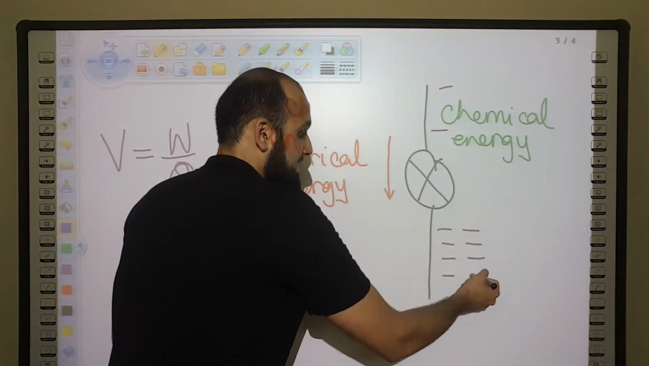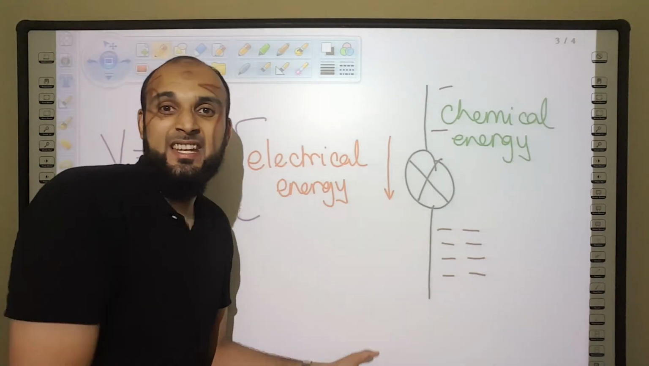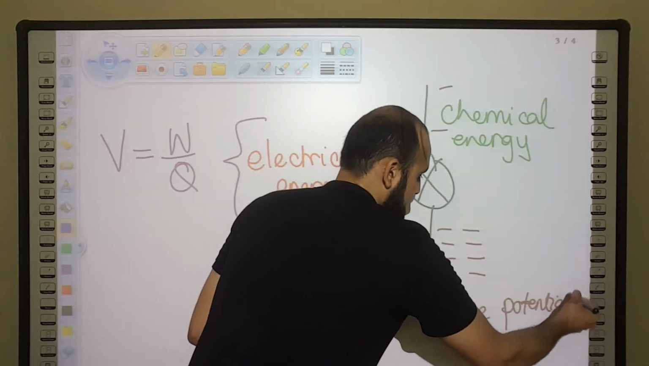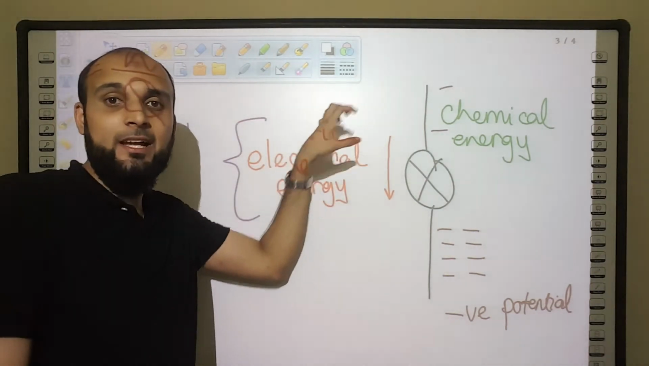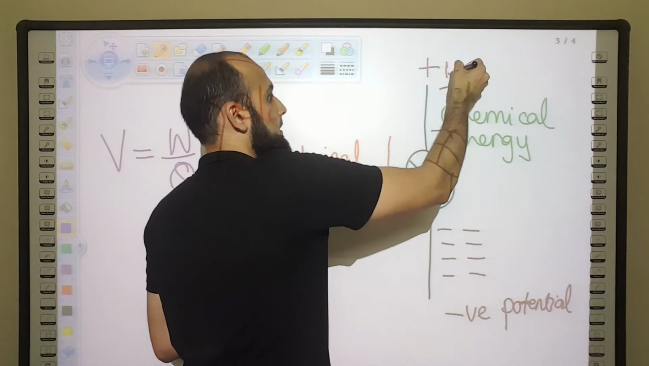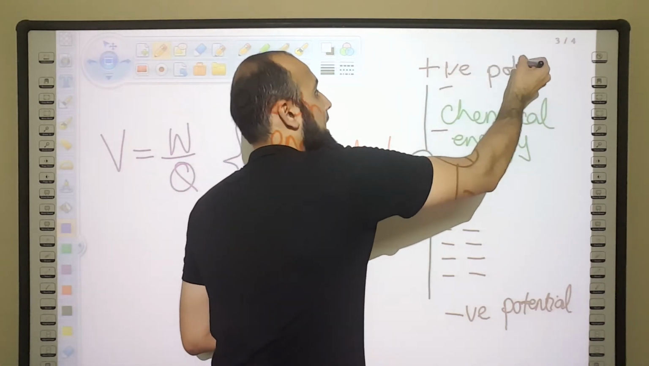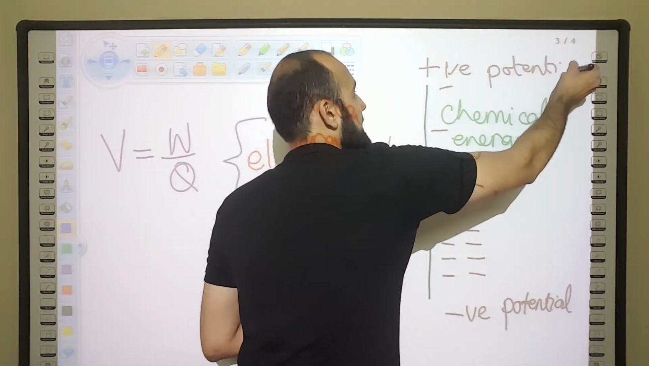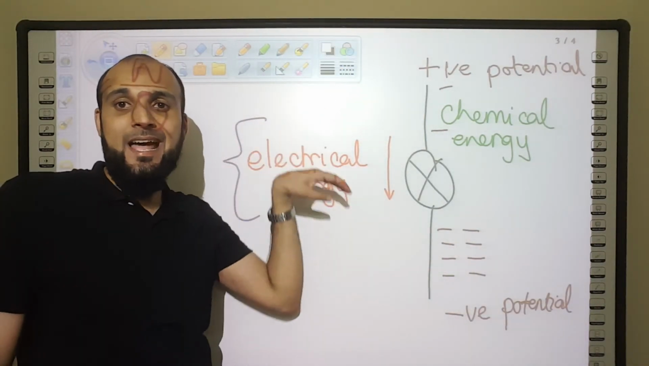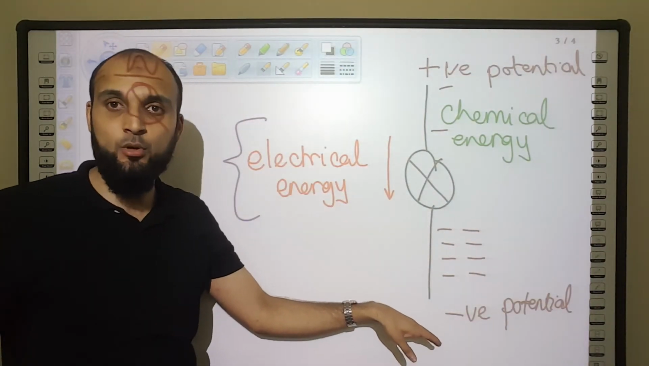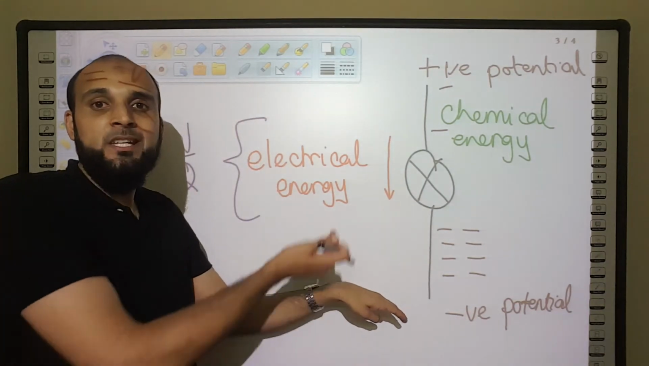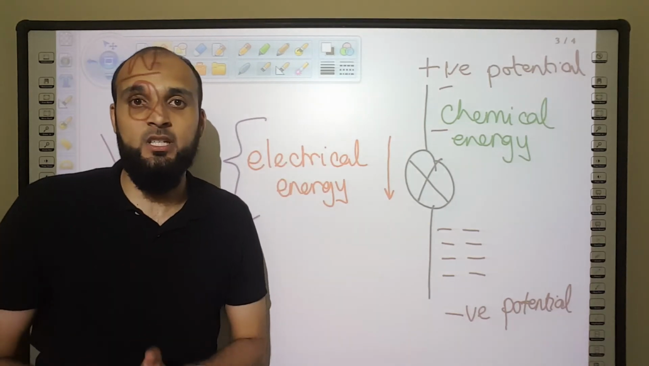So the side that has an excess of electrons is said to be at a negative potential, and the side that has a deficiency of electrons is said to have a positive potential, right? And we say that the conventional current flows from the positive potential down to the negative potential, whereas the electron flow is in the opposite direction, from the negative potential to the positive potential.